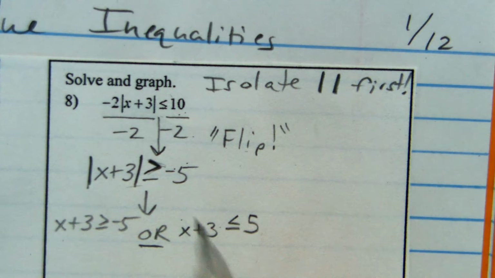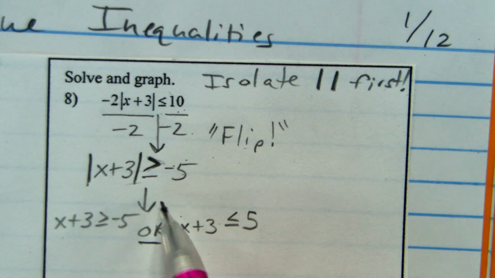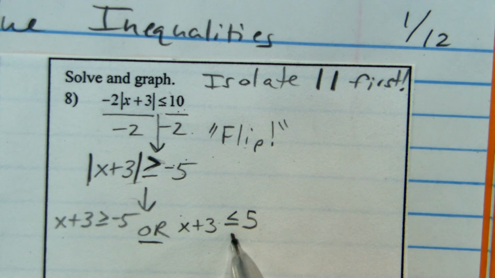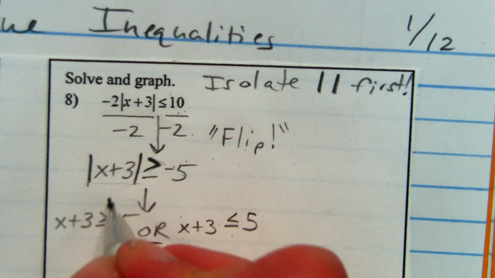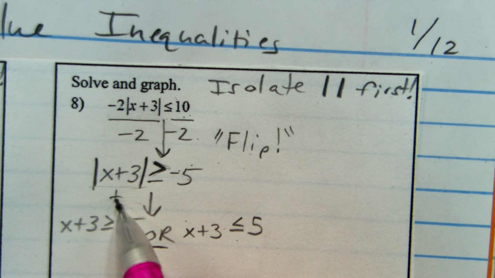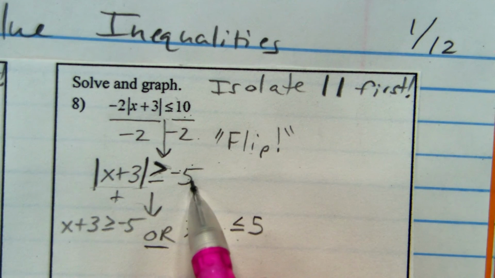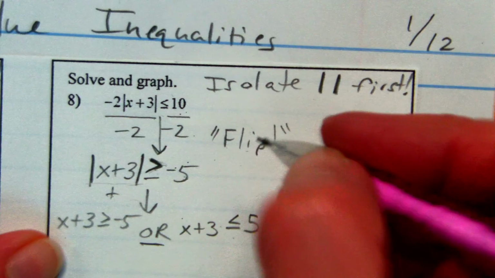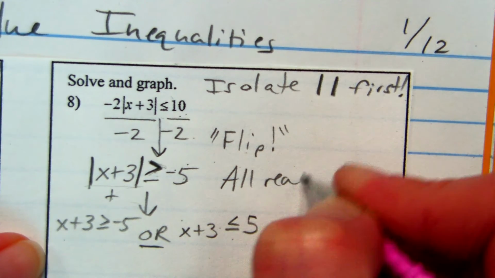Does anybody notice that this was negative to start with? So before I do a whole lot more work, I could probably think about this. What's in the absolute value is always positive. Is that going to always be greater than a negative? Yeah, positive is always bigger than negative. So I would warn that this is going to be all real numbers.